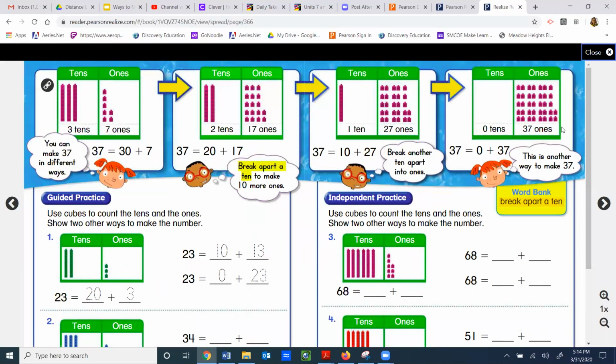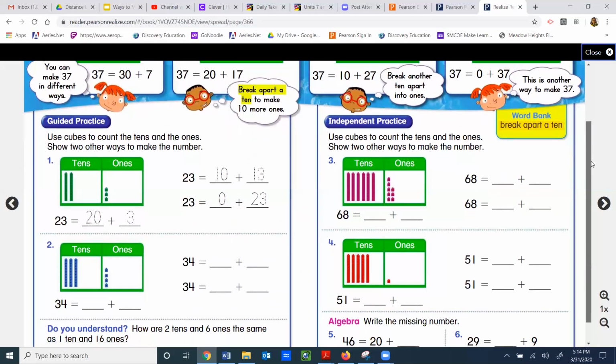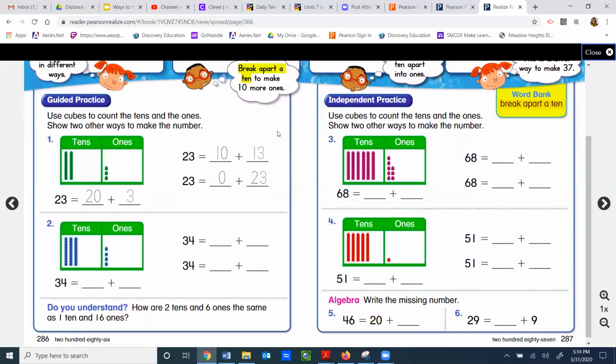Okay, we're going to go to our 2-page view so we can see the whole thing together. Let's give it a moment to load. Awesome. Up here at the top, this might look familiar because it was on the PowerPoint. These are just some steps to help you remember what you can do to show the different ways to make a number using tens and ones. I'm going to scroll down here and I'm going to read you the directions for the problems.